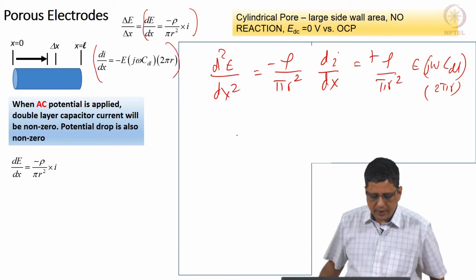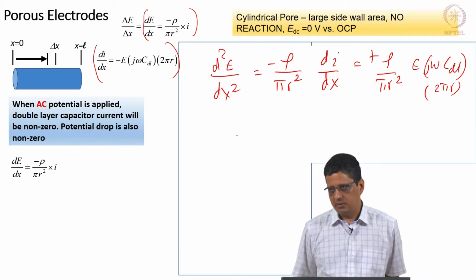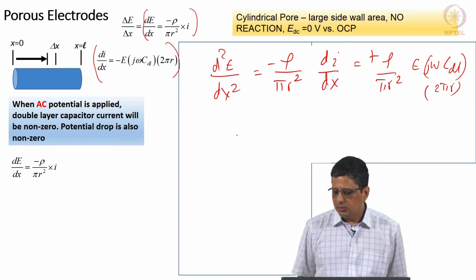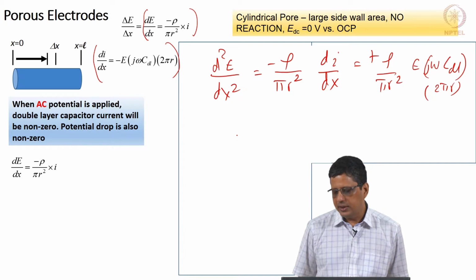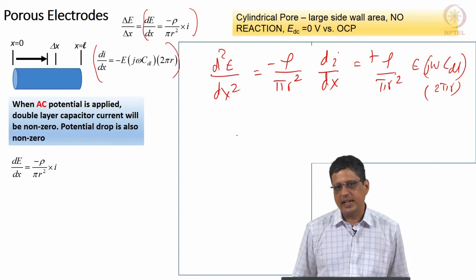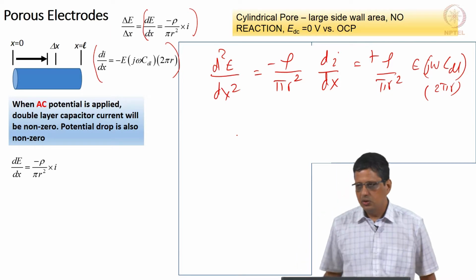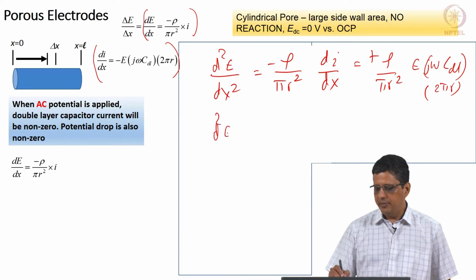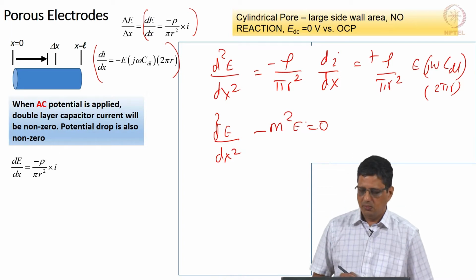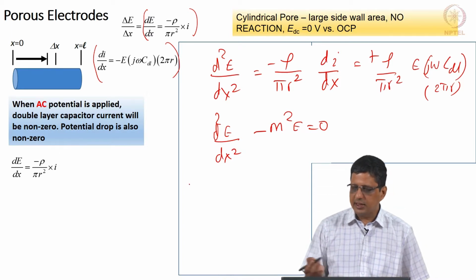So, we want to solve for E. You can solve for I, but we will solve for E here. This you can rearrange and solve. Rho is a constant, R is a constant, CDL is a constant, and omega for a given frequency is a fixed number, not dependent on x. So, you have an equation which goes like d square E by dx square minus m square E equal to 0, where m square is a constant.